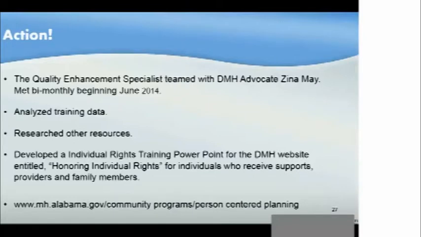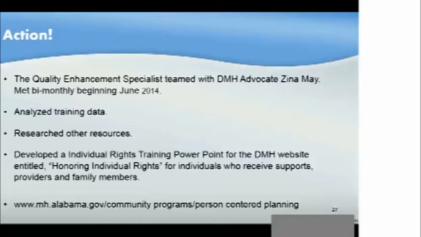What action did I take? I got the information. I realized only 33% of the agencies included training in indicators E and F. So this is what I did. The Quality Enhancement Specialist, that would be me, teamed with Zena May. She is a state advocate. We began meeting bi-monthly beginning June 2014. And we analyzed the training data. We looked at these curriculums and thought, well, what do we have in these training curriculums and what's needed?